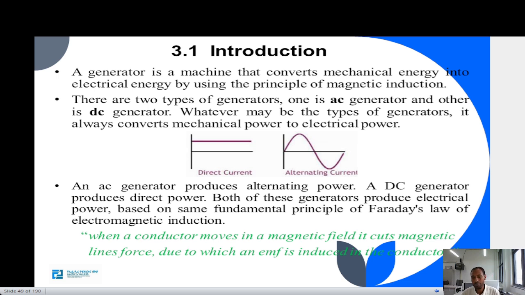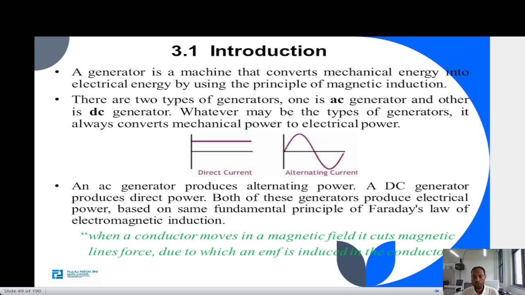Whatever may be the type of the generator, all generators convert mechanical energy into electrical energy. The difference is that an AC generator generates alternating power and the DC generator produces direct power. Both produce electric power, either AC or DC based on the type of generator, but they use the same fundamental principle called Faraday's law of electromagnetic induction.